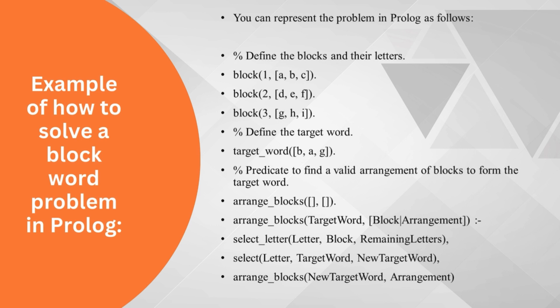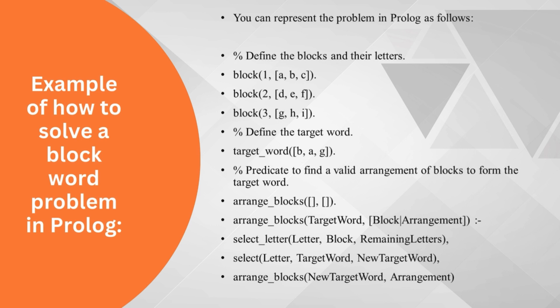Now, the next process is define the target word. So, target word in a list: [b, a, g]. Now, the next process is a predicate to find a valid arrangement of blocks to form the target word. arrange blocks([], []). Then arrange blocks(target word, block arrangement) :- select letter(letter, block, remaining letters), select letter(letter, target word, new target word).